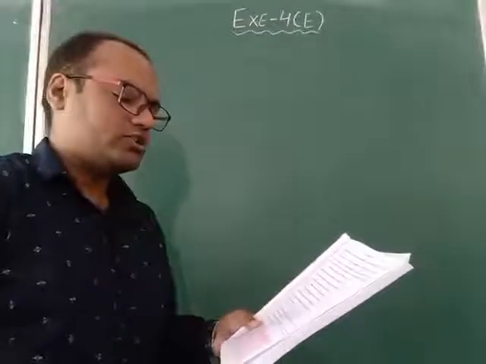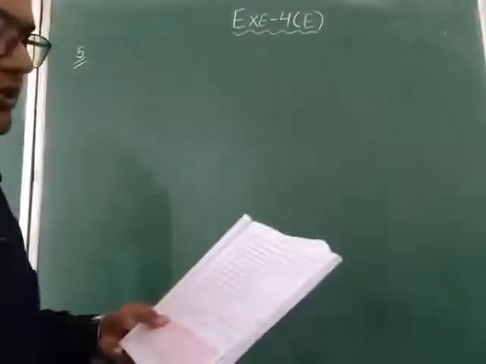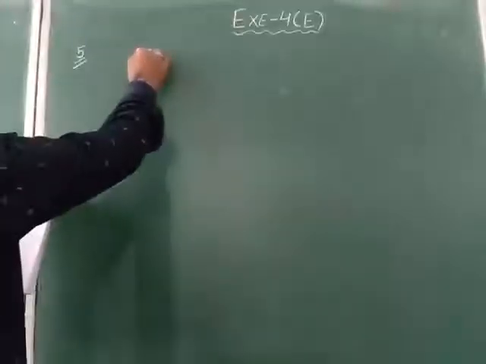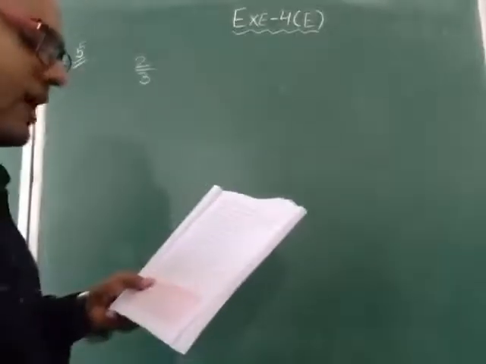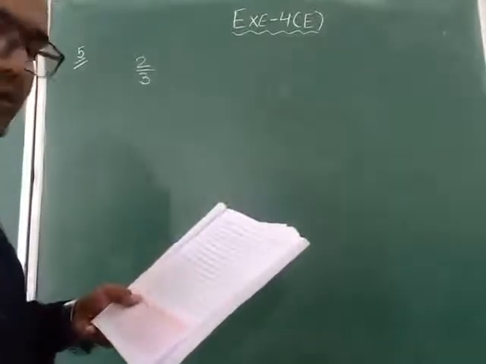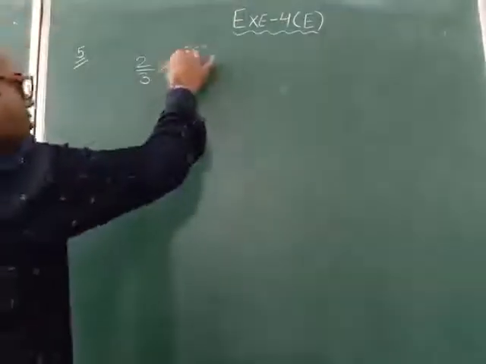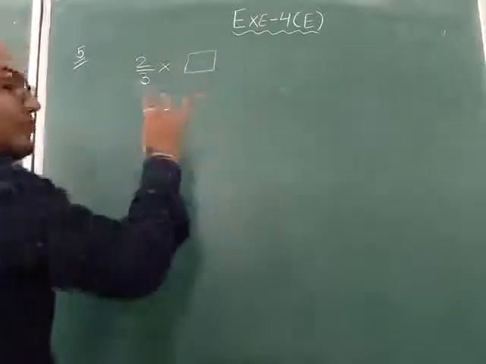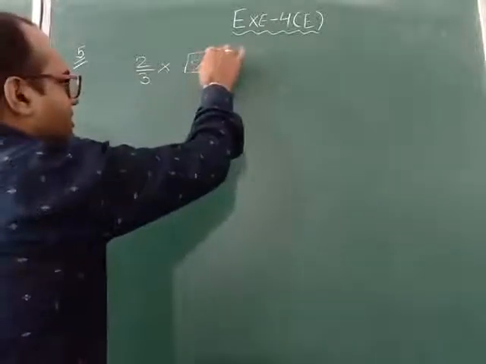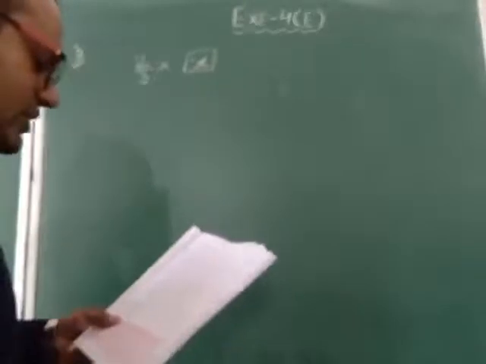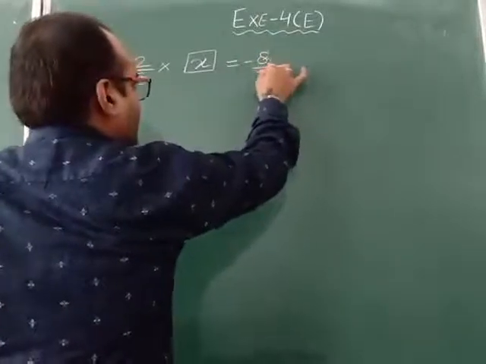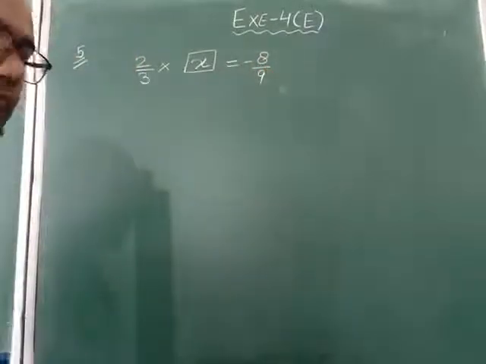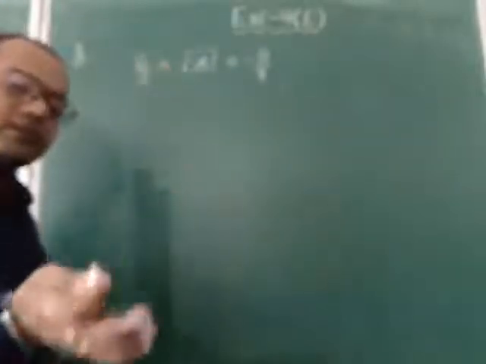By what number should 2 upon 3 be multiplied? 2 upon 3 is given, and it is asked in the question, by what number should 2 upon 3 be multiplied? We have to multiply this 2 upon 3, but we have to find by which number. So let's say we are multiplying with x, in order to get the answer minus 8 upon 9. We have to write it equal to minus 8 upon 9. So what do we have to do? Here the divide sign is not coming, here multiply is coming.